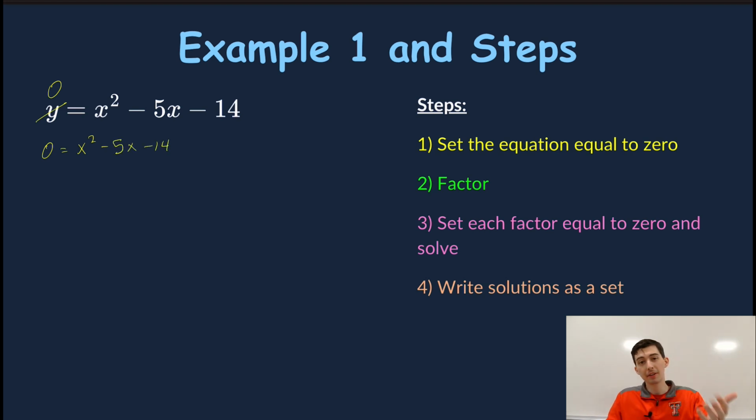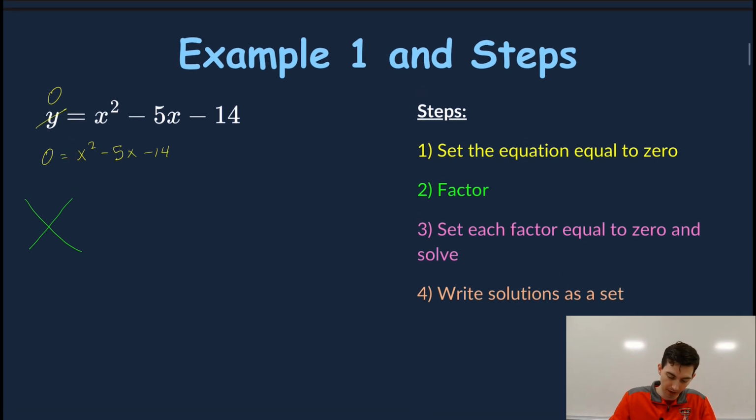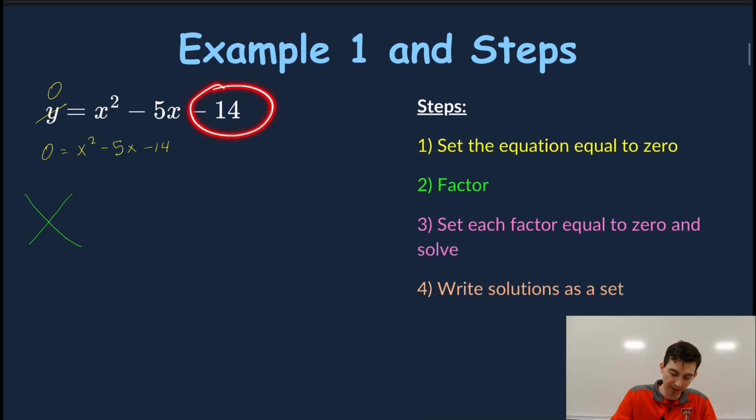And now our next step is to factor. And so I've gone over 2 methods on how to factor. We've gone over the x method and we've gone over the box method. I'm going to use the x method for this one, but I'll use the box method here in a little bit. So I'm going to set up my x. And so my first number, which in this case is 1, times my last number, which in this case is -14, would get me -14 on top and -5 on the bottom.